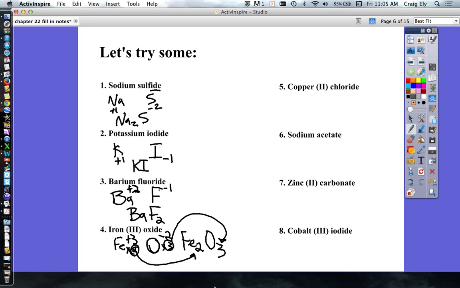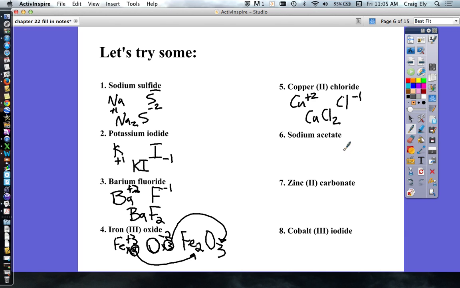So we have copper(II) chloride. Again, transition metal, so I have copper. This copper is a +2. Chlorine is a -1. Since I've got a +2 and a -1, I have to have 2 chlorines to balance this out. So we have CuCl2. And this is the same substance that we used in our flame test lab.